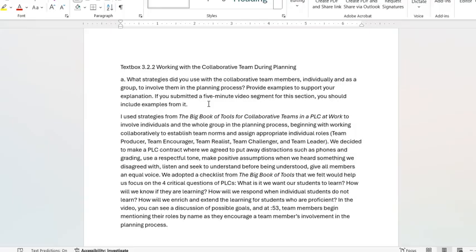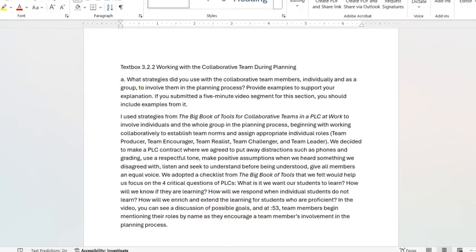So I used strategies from the Big Book of Tools for Collaborative Teams in a PLC at Work to involve individuals. Let me tell you why I put that book. Any of the Solution Tree books about PLC are all good. Any of them that you click on, if you make a free account, you can access their free resources. And so I talked about that here, that I used their roles from team producer, and so on, from this book. And then I used the book for the 4 critical questions checklist. And here's the critical questions. And then I talk about what that looked like in the video.